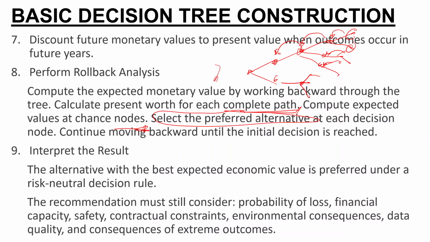The alternative with the best expected economic value is preferred under a risk-neutral decision rule. So, let's say we might have a result. The recommendation must still consider probability of loss. Because there are instances that we might have higher earnings for, let's say, this decision, if we're going to do this, but the probability of loss might be negative.